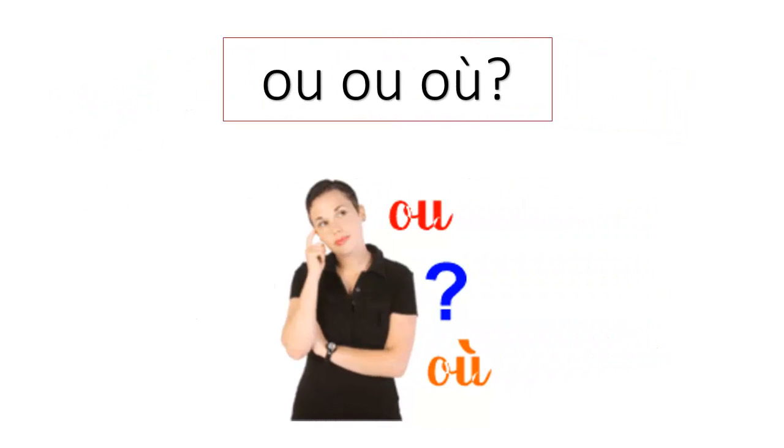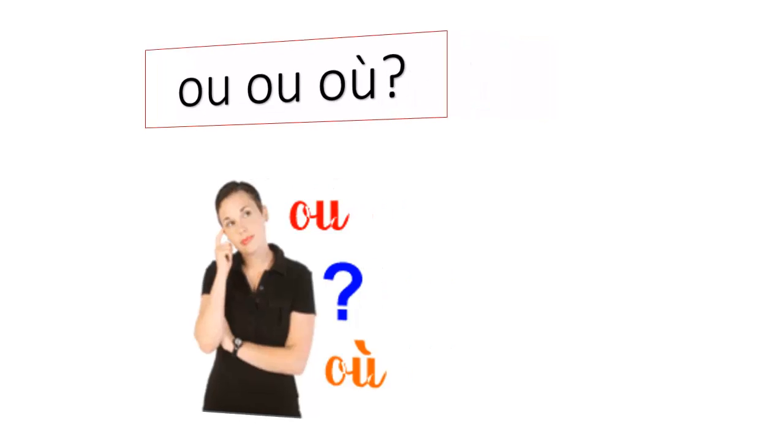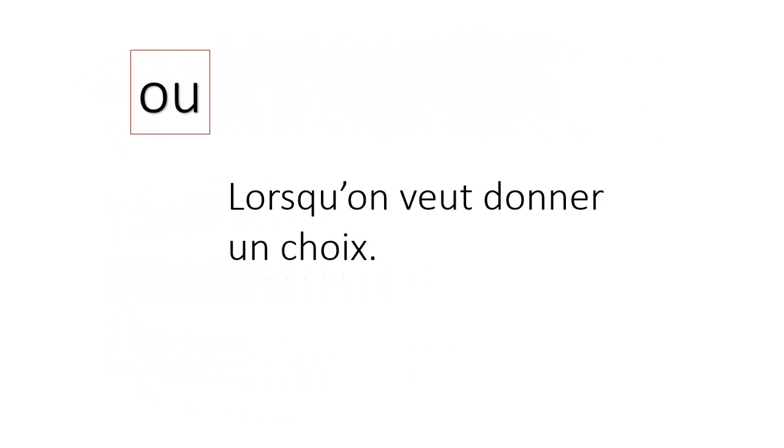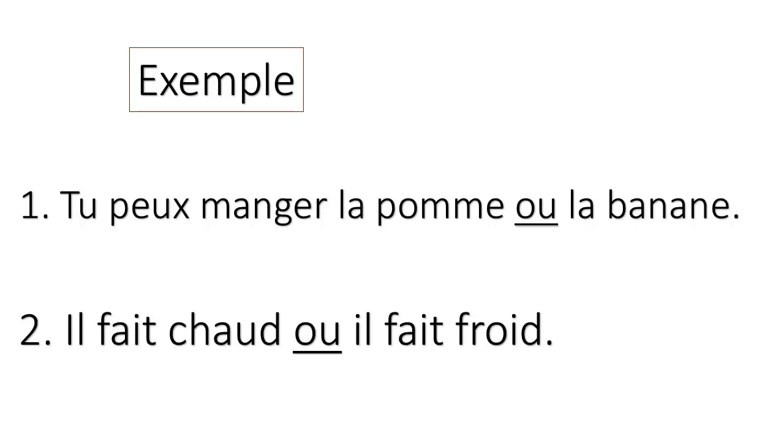The second homophone is ou. So, which one to use? Ou or où? Let's see. Ou, without an accent, is used when you want to give a choice. In English, it is the word or. For example, tu peux manger la pomme ou la banane. The word ou gives you the choice of eating the apple or the banana.